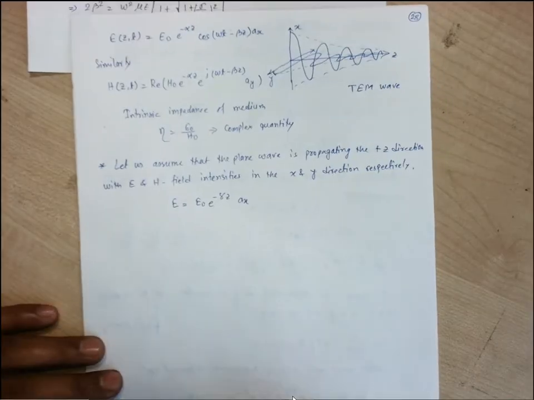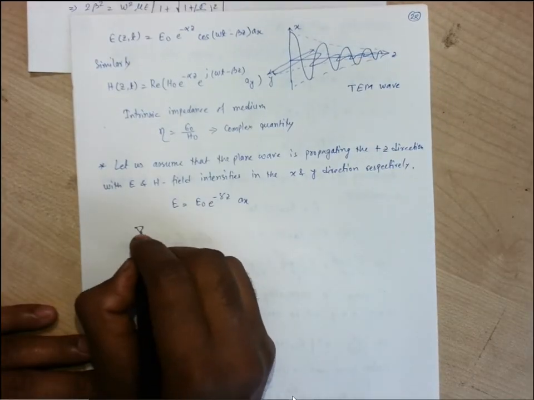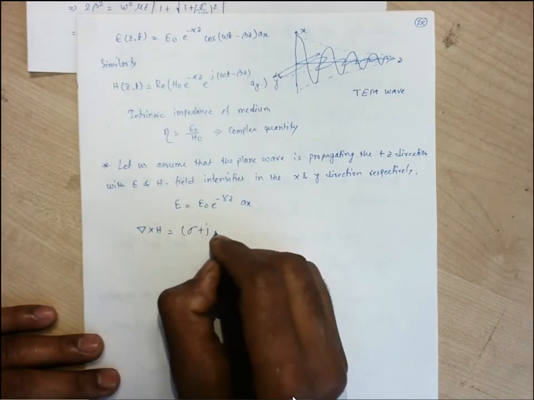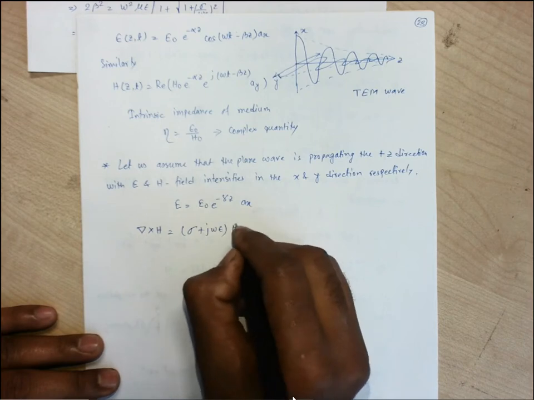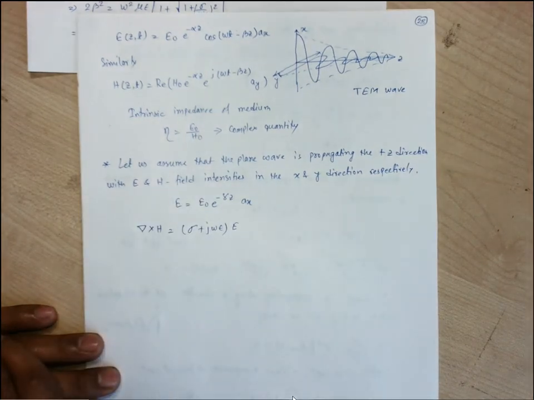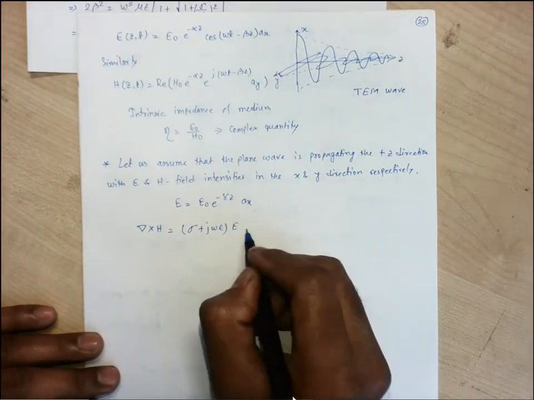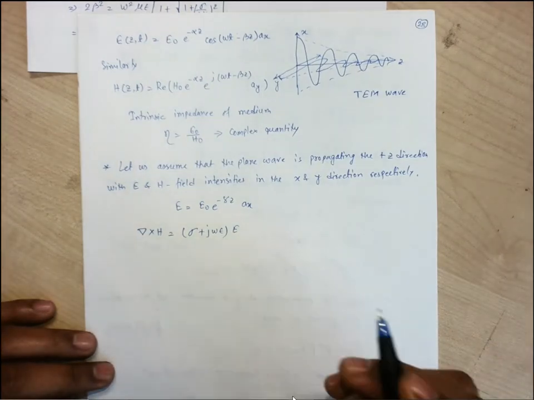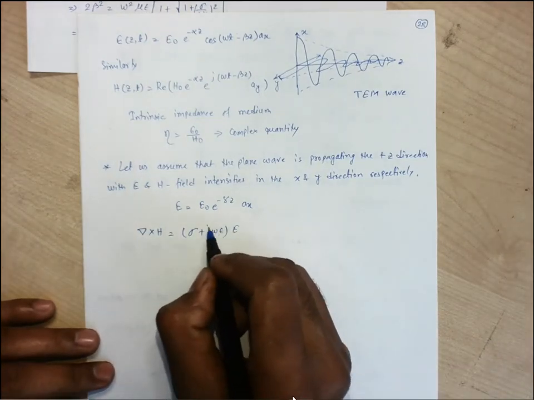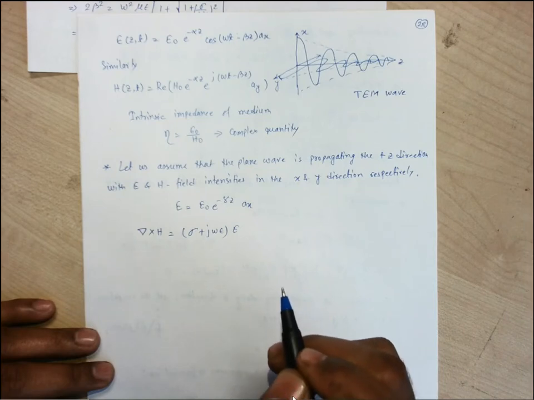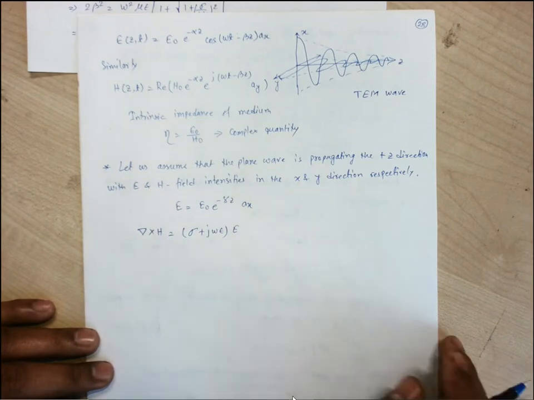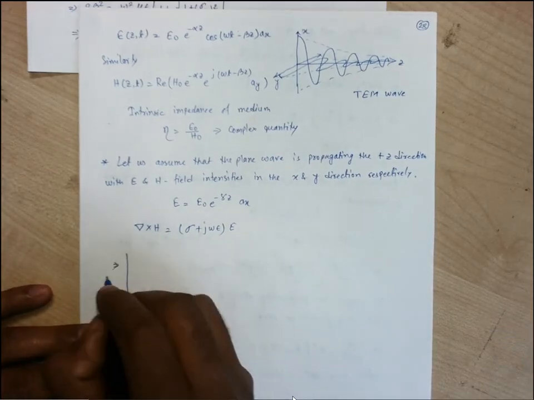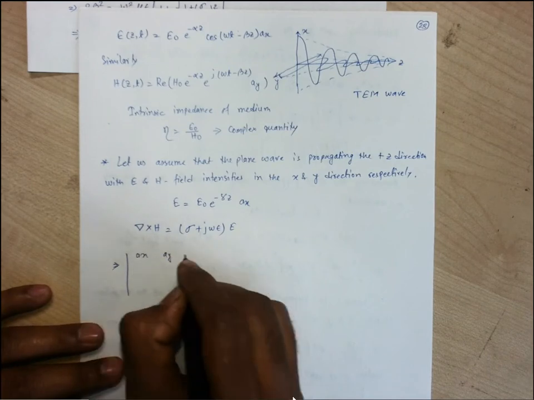Right? So we know Maxwell's equation, that is del cross H is sigma plus j omega epsilon into E. That is, sigma E is the conduction current density, epsilon E is the D, right, or j omega is del by del t. So it is del D by del t, which is displacement current density, right. So this curl can be written in matrix form, which is Ax, Ay, Az.